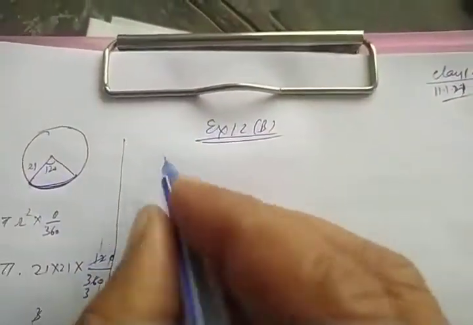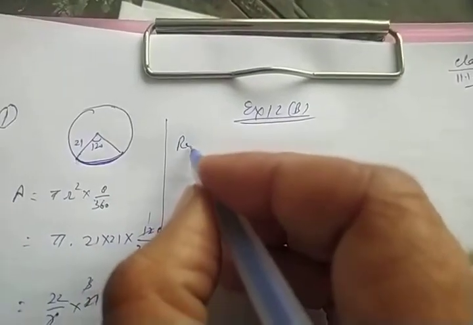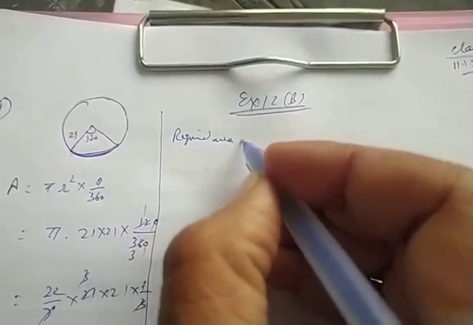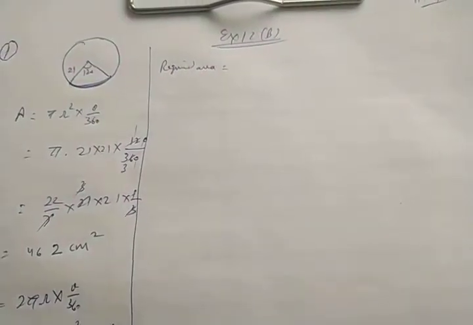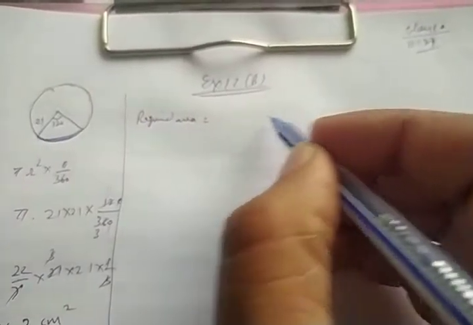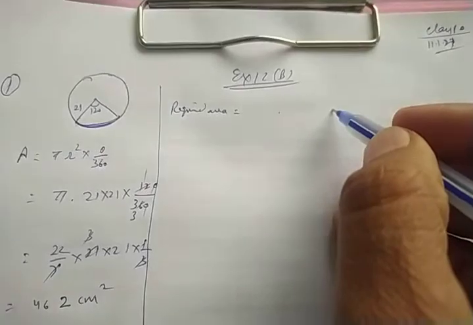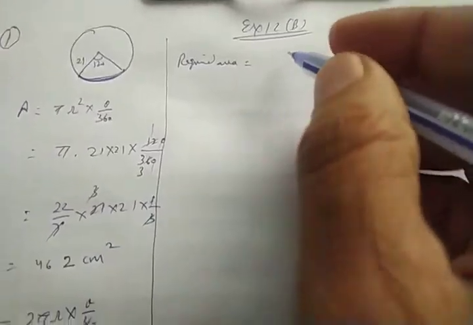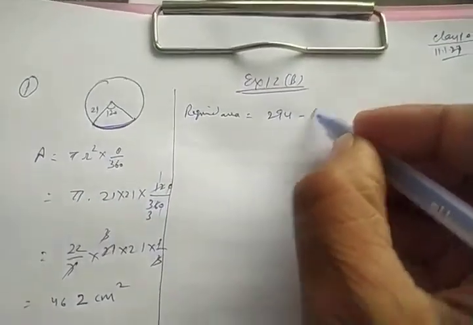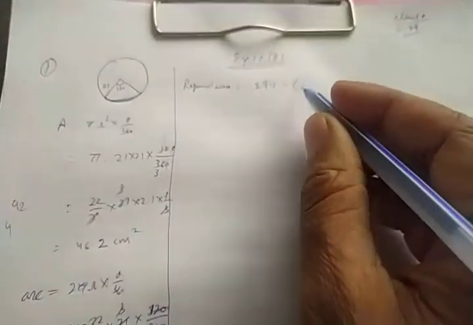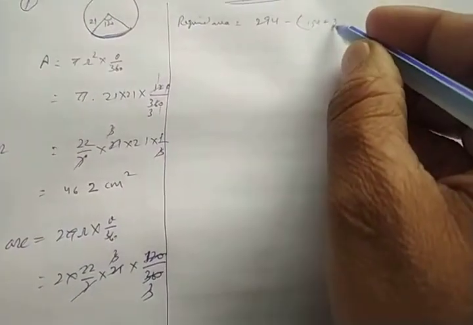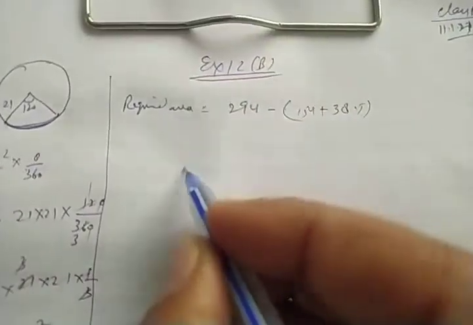Now the actual area I am writing from here, required area. Don't say actual, but you write the required area. Required area means which has been asked in the question. Now it will be calculated by inverse: area of rectangle minus area of first quadrant minus area of second quadrant, but I am writing here just in digit values. 294 minus addition of these two, that is 154 first quadrant plus 38.5 second quadrant.